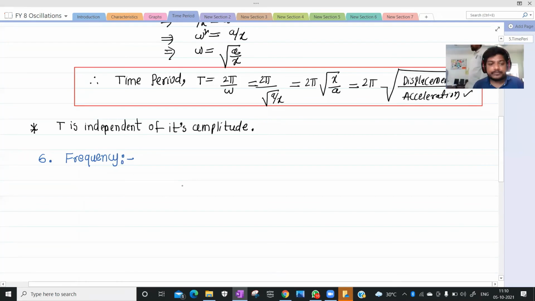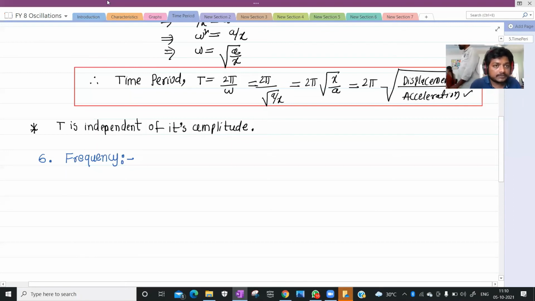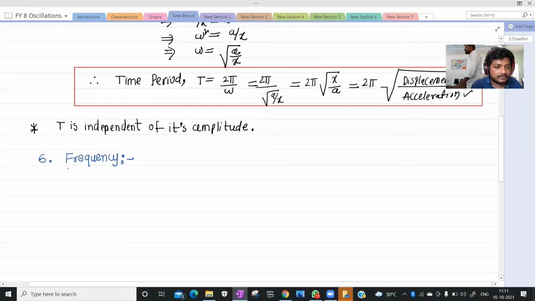Okay, frequency. What is frequency? I gave the definition of frequency. The first definition: the frequency is nothing but the number of oscillations completed by a particle in 1 second. The total number of oscillations completed by a particle in 1 second is called its frequency.